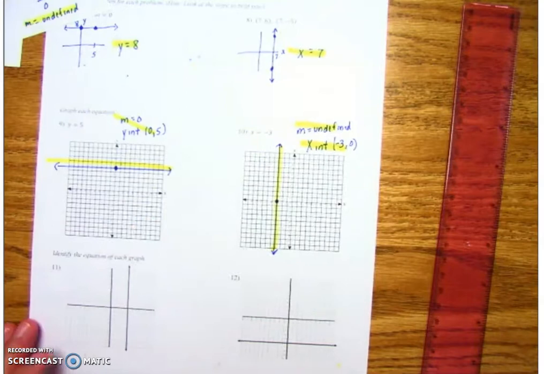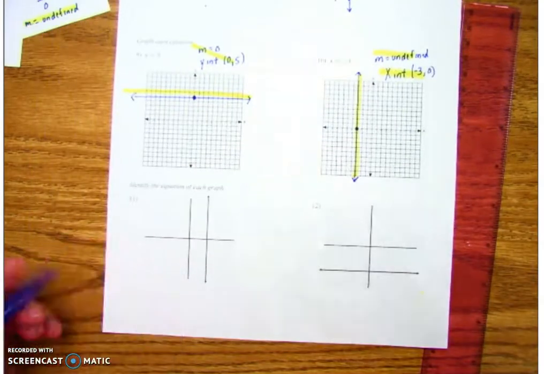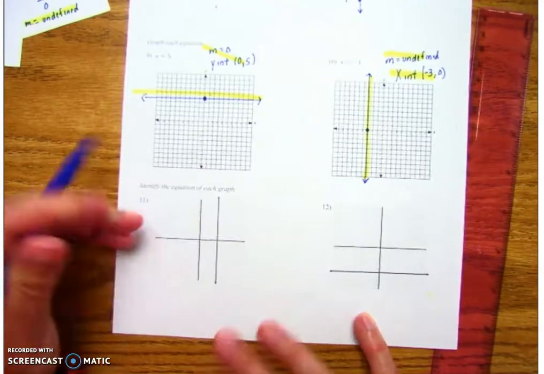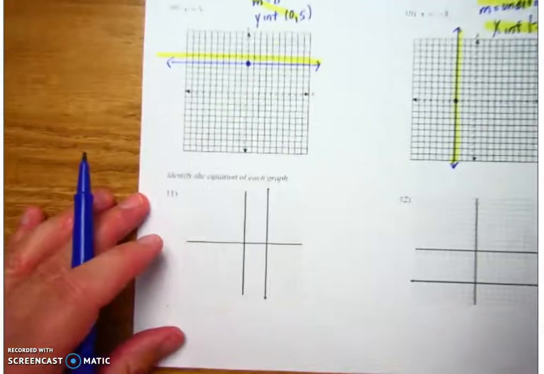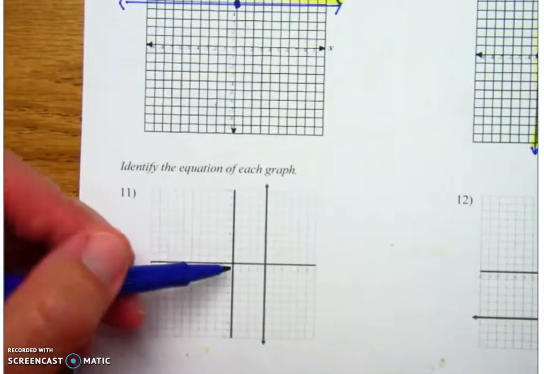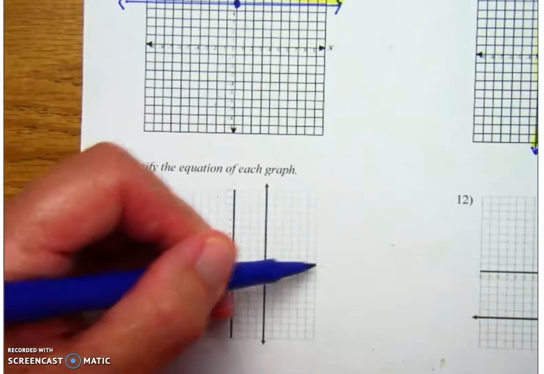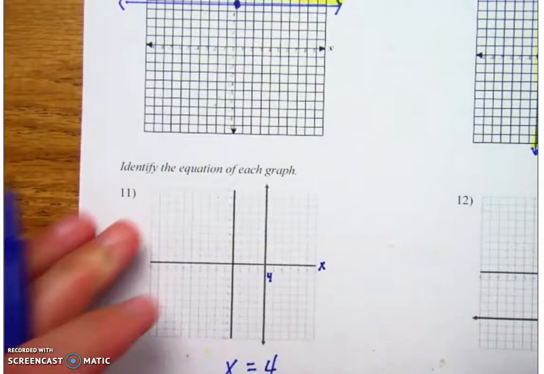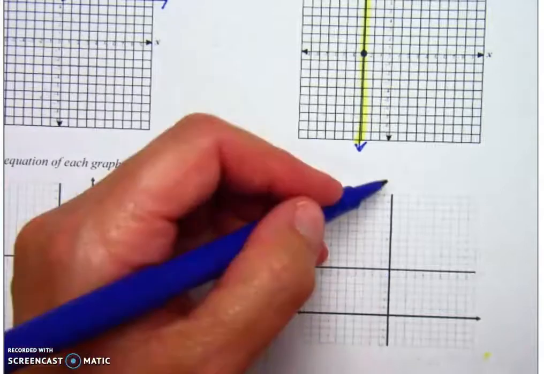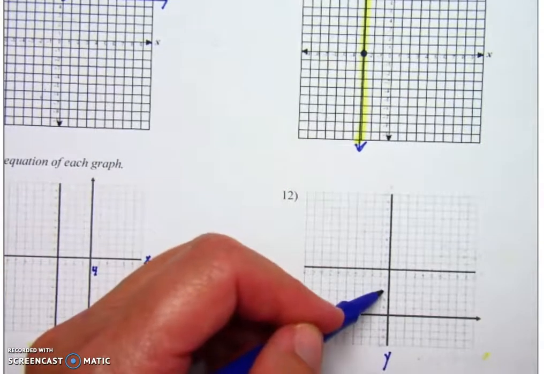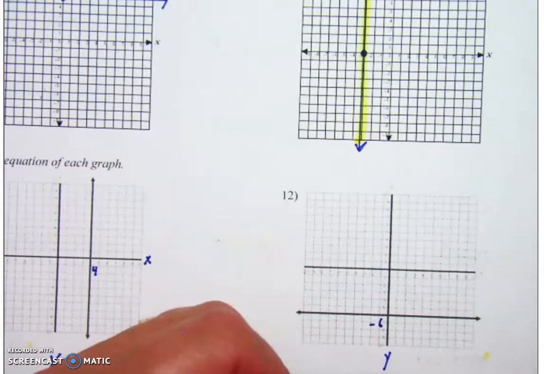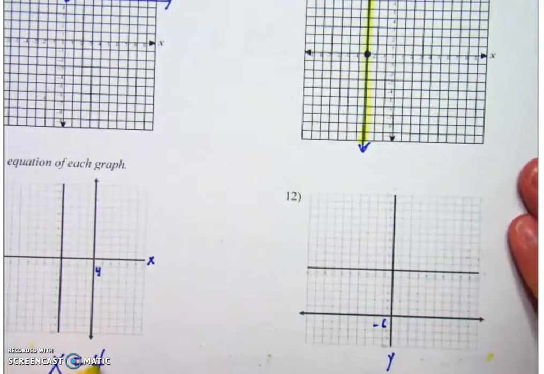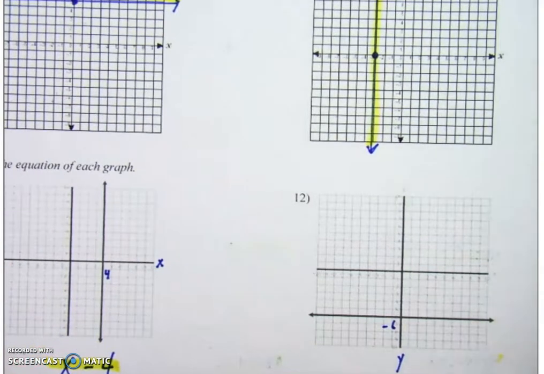And then lastly, I'm going to give you a graph, and you have to identify the equation. So you're kind of working backwards. It's kind of hard to see. So what you have to do is it's going through the x-axis at the 4. So it would be x equals 4. Same thing here. This is going through the y-axis at 3, 4, 5, -6. So y equals -6. So those are different types of questions I may ask regarding the horizontal and vertical lines.